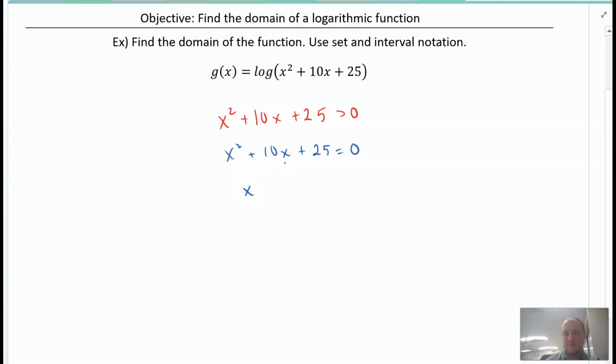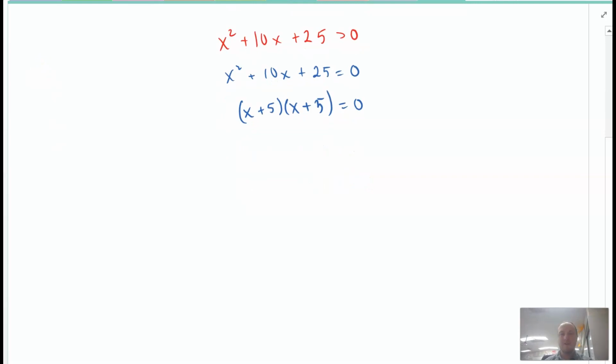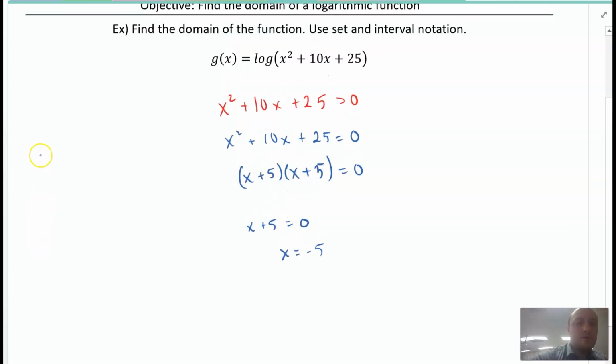So x squared plus 10x plus 25, that is x plus 5 times x plus 5. Okay, and notice I have two of the same binomials. So x plus 5 equals 0 or x plus 5 equals 0. So I get two of the same solution, which is negative 5. Okay, so I have this weird case. I don't have two critical numbers. I only have one critical number at negative 5, and I have multiplicity.